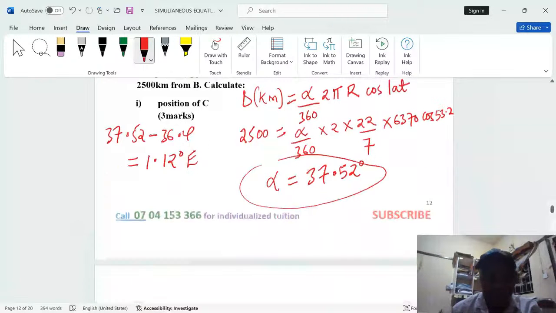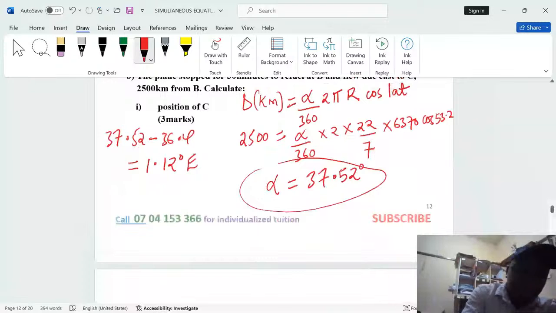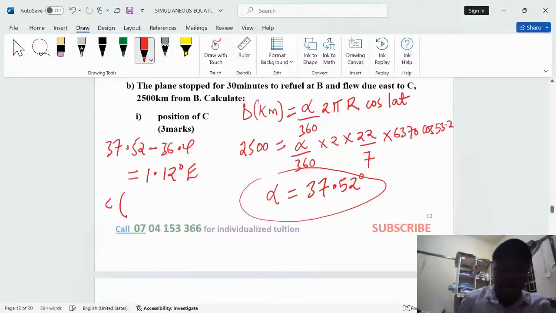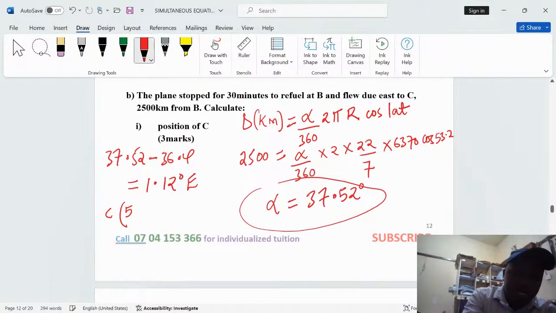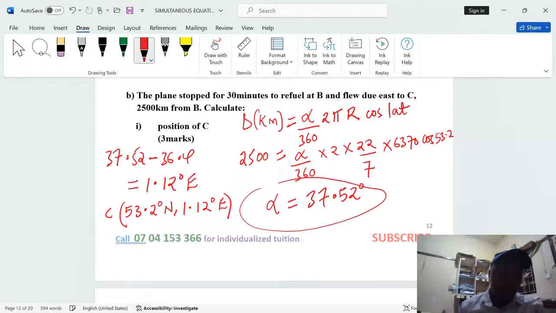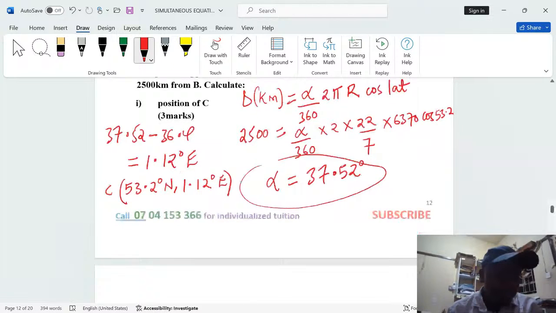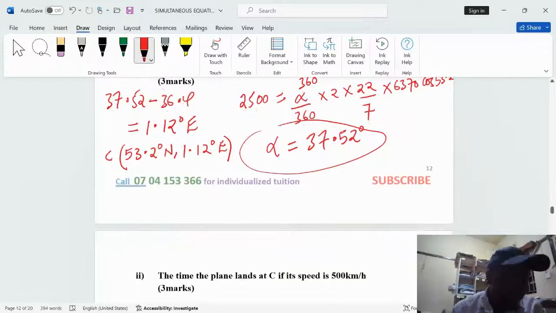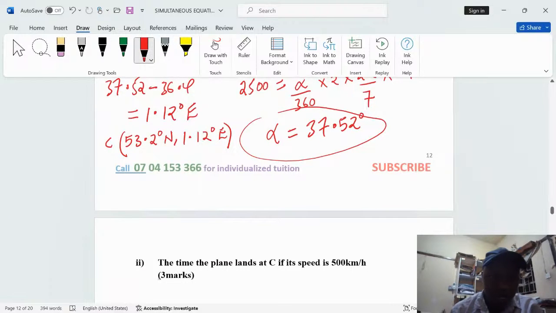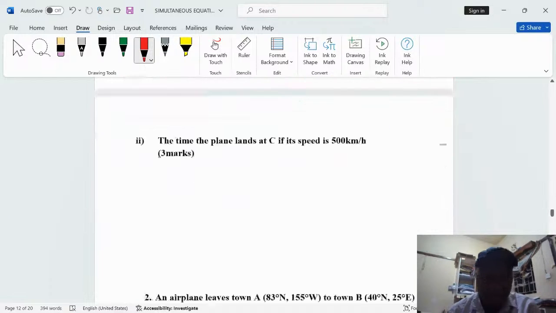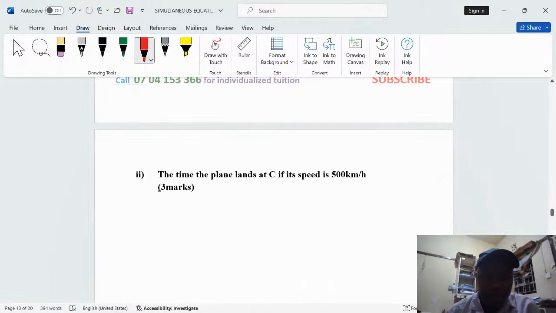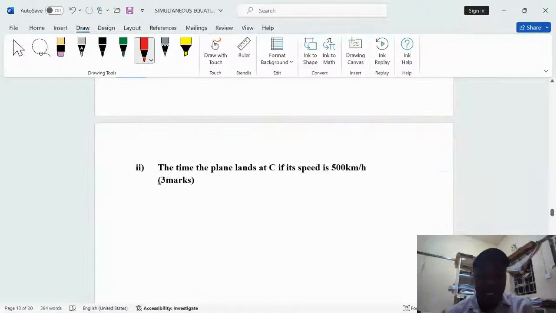And now we are told to state the position of C. Therefore, it is given as a coordinate. We are already at latitude 53.2 in the north. Then the longitude is determined as 1.12 in the east. So that is how we get the position of C. And finally, we are told to find the time the plane lands at sea.